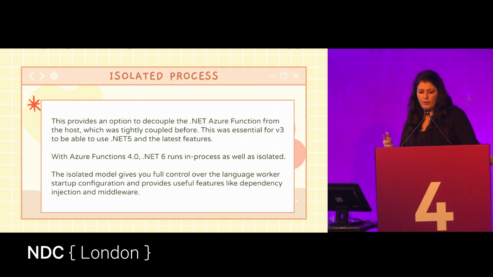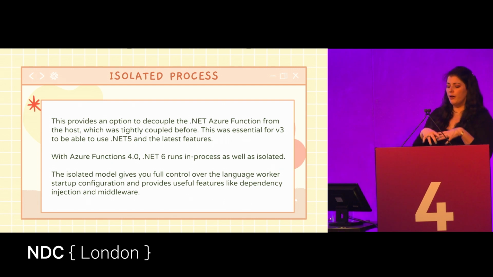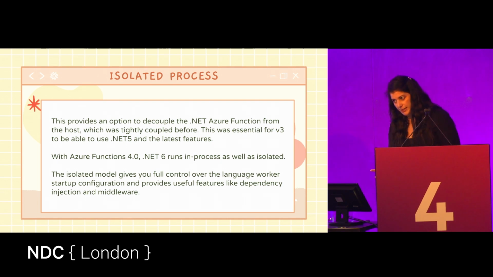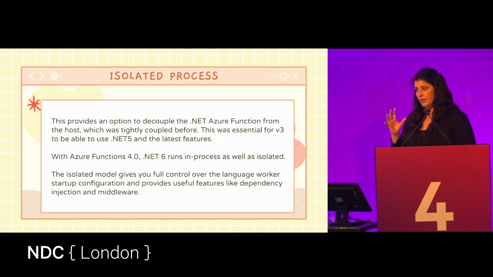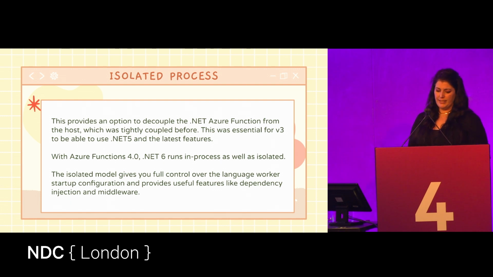So last year, we were given something called an isolated process. This was so that you could run your applications, your functions, using .NET 5. So we've got two things. The functions run in process or they run out of process. Everything but C# runs out of process, okay? So they enabled C# to run out of process as an isolated process. And that allowed you to use .NET 5 in the latest features.